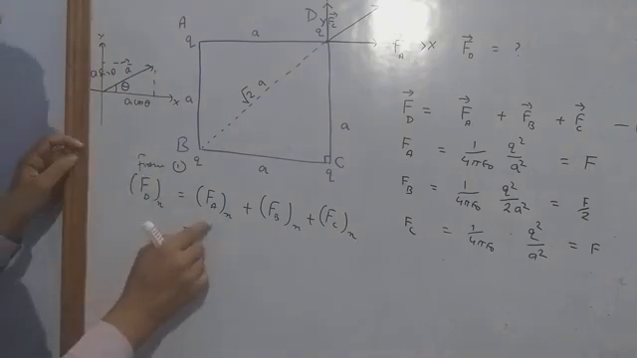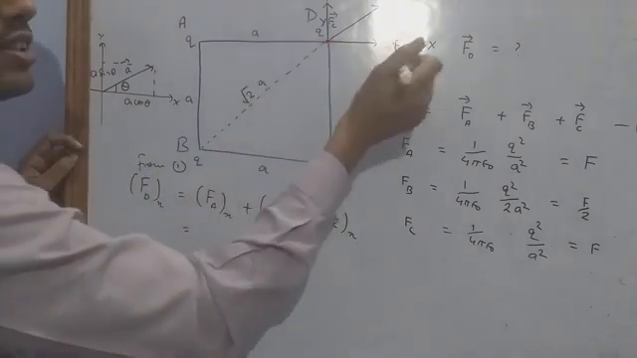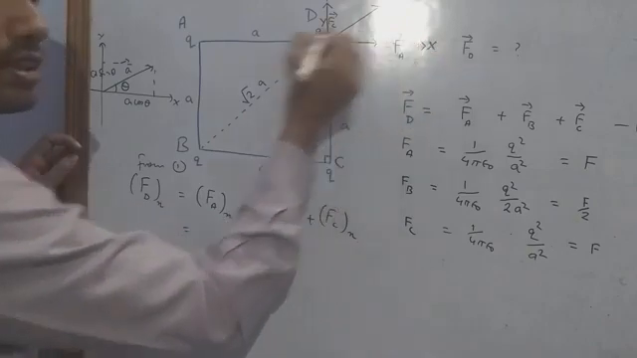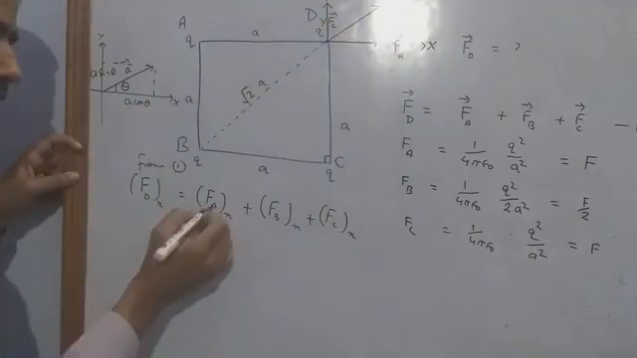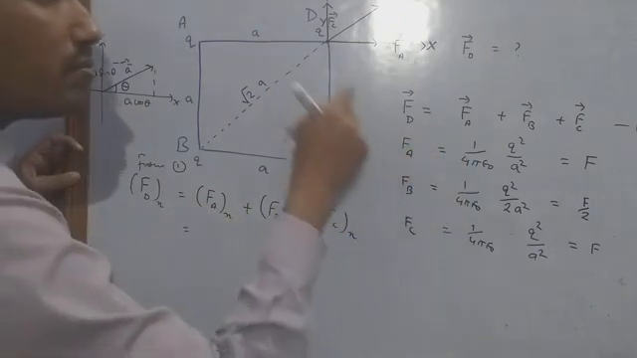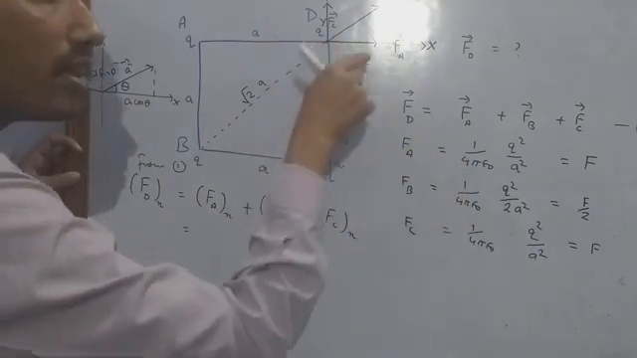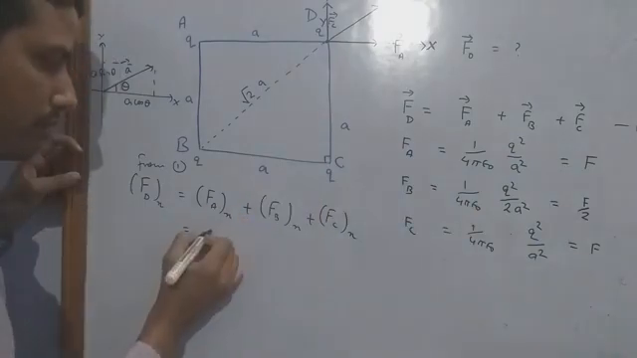You see Fa vector. Fa vector is along which axis? It is already along the x-axis. Therefore, Fa has total component along the x-axis. The Fa x component is nothing but its magnitude. What is its magnitude? Its magnitude is F.